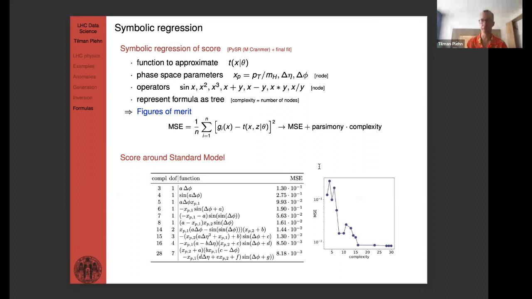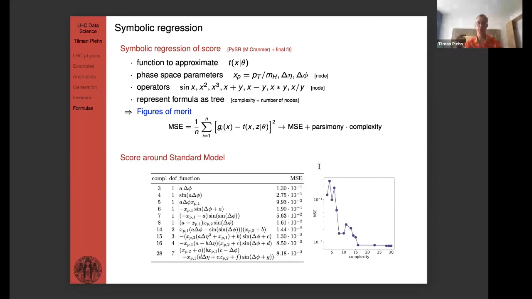and I know what my parameters should be, like the phase space parameters that should appear there. I want to express this in pT or delta eta or delta phi, right? And I also know how I want to relate those parameters to each other. For instance, I want to use the sine of delta phi. I can guess this ahead of time. I want to square something. I want to multiply things. I want to divide things, right?